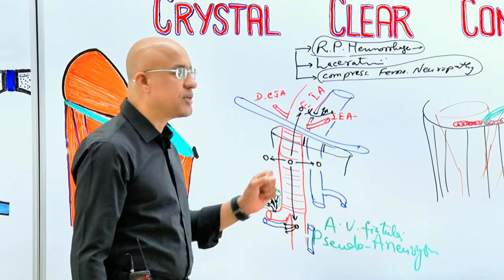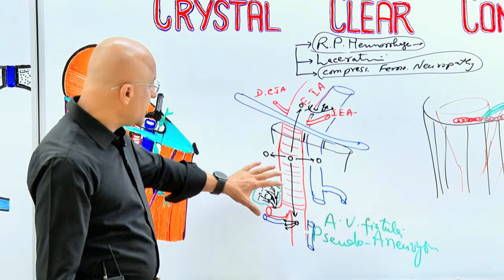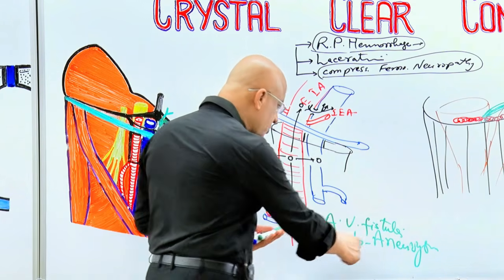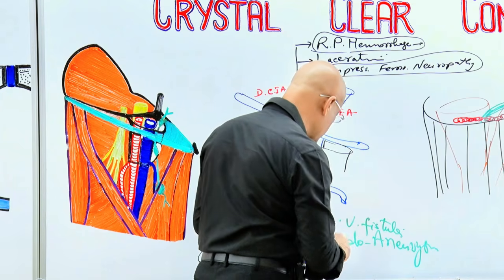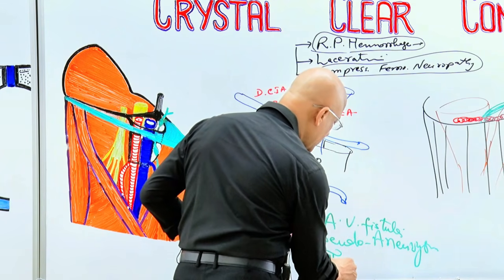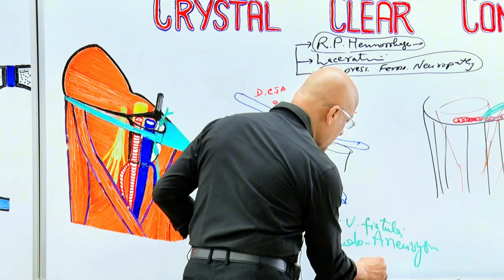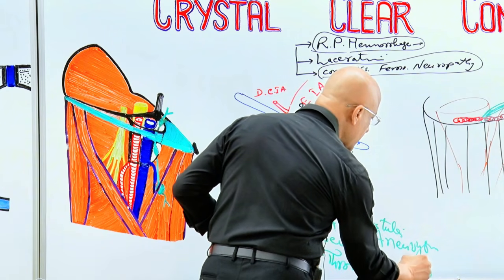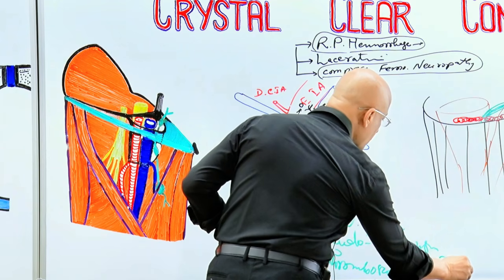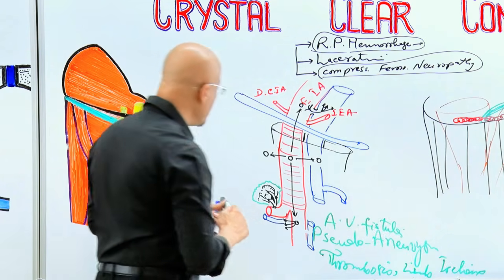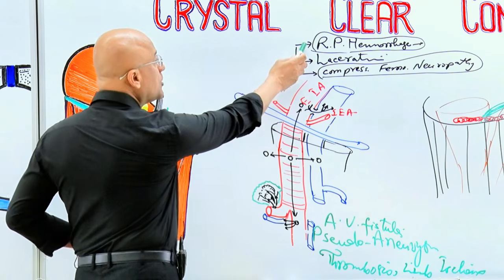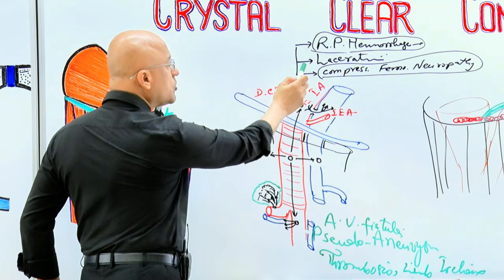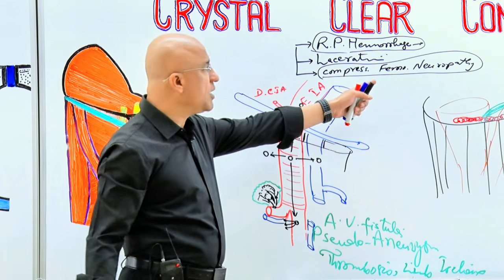So these are the complications which can occur in a too low puncture: AV fistula, pseudoaneurysm, thrombosis, and it may lead to limb ischemia. So now we know if the puncture is too high, you will have retroperitoneal hemorrhage or laceration of side vessels, or you may have compression femoral neuropathy.